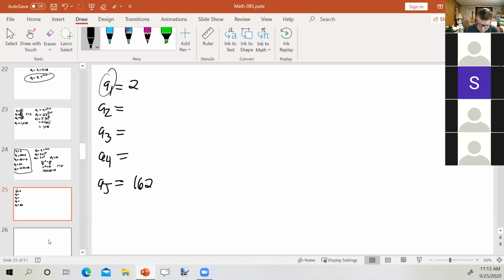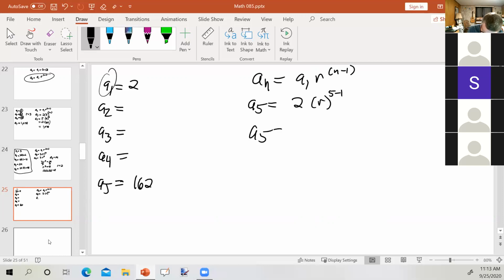All right. Now, a sub n equals a sub 1 times r to the n minus 1 power, because we're dealing with geometric sequences. So a sub 5 equals a sub 1, which is 2 times r to the 5 minus 1 power. A sub 5 equals 2r to the 4th power. But I also know that a sub 5 is 162. So from that, I can conclude that 2r to the 4th equals 162. Any questions before we go on?